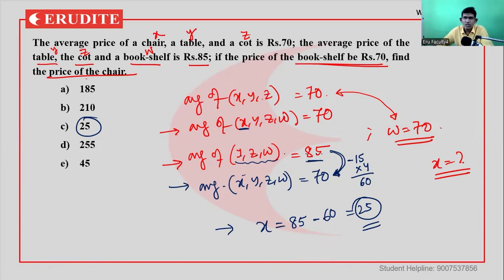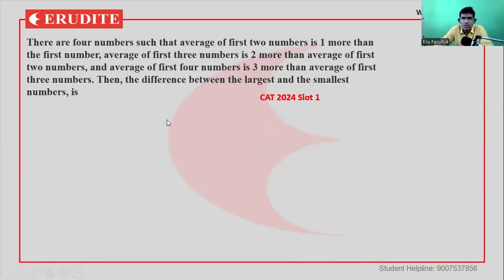All right. So this logical application is quite simple and fast if you just practice a couple of questions based on this. Next. Similarly, if we take the CAT 24 slot 1, these are the latest questions, last year's CAT question, based on the same logic, we can apply.